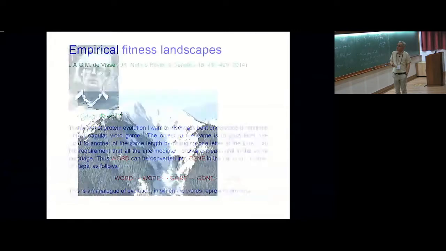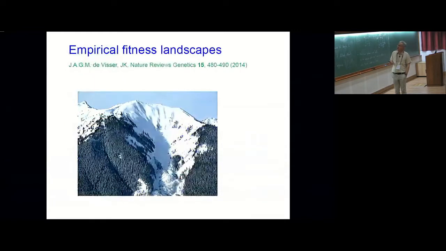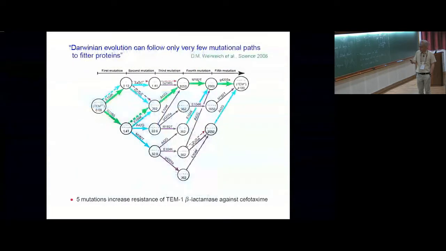Okay, one thing that has happened over the last 10 years or so is that there has been a lot more empirical data on fitness landscapes, and we wrote a review about this. Also, one of the papers that I posted on the website, the JSTAT review article from 2013, covers much of the same material, but in more physics language. So let me show you a couple of examples.